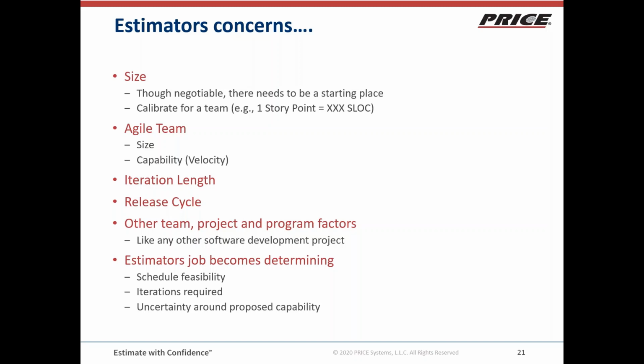Estimators are concerned about the Agile team. What's the size of the team? What's their capability? What's the velocity of the team? How quickly can they deliver user stories? How long would the iteration be? How often will there be a release?